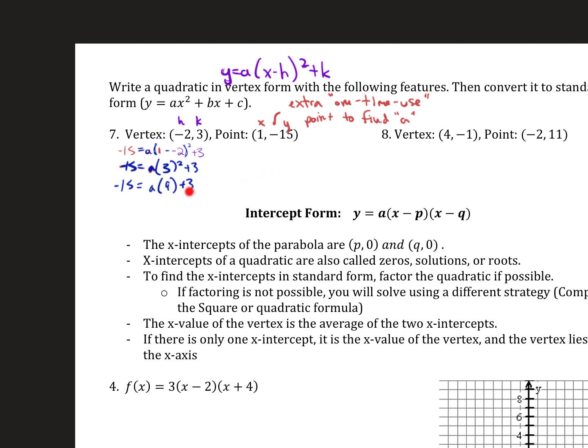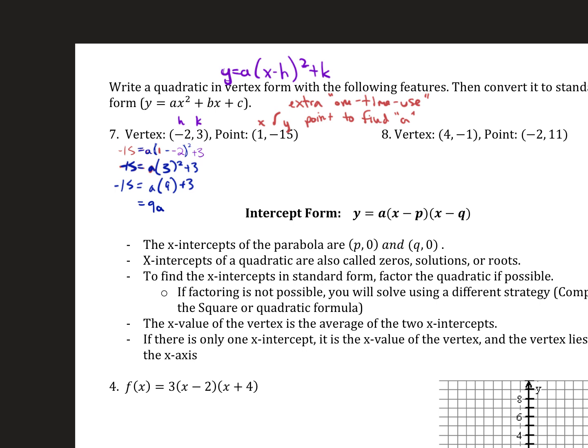Everybody wants to add 9 plus 3. Can you add 9 plus 3? No. Why not? They're not like terms. This is not 9. This is 9a. This is a times 9. That's why it can't add to the 3. Nobody would add 2x plus 1 and say it's 3, because those are not like terms.